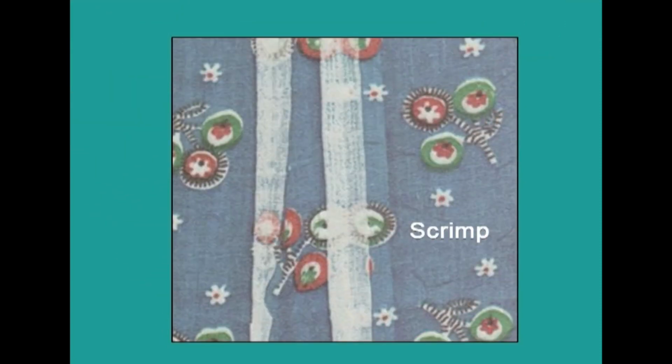Then coming to another defect called scrimp. Scrimp is the result of fabric being folded or creased when passing through tenter frames. This can also be considered as a major defect.